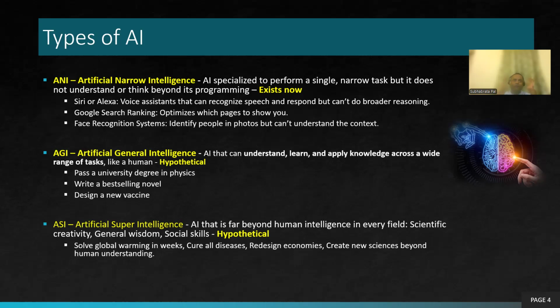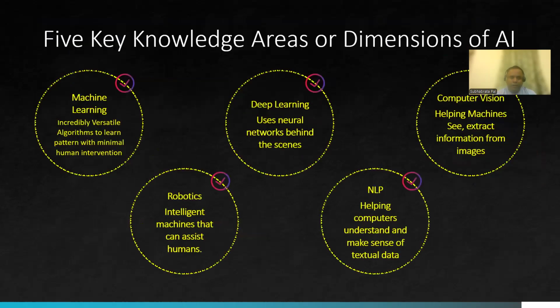That's an aspirational view for us on the ASI, which is still not there. Create new science beyond human understanding. These are all the types of AI. Now, coming to the 5 key knowledge areas or dimensions of AI which are most commonly used.